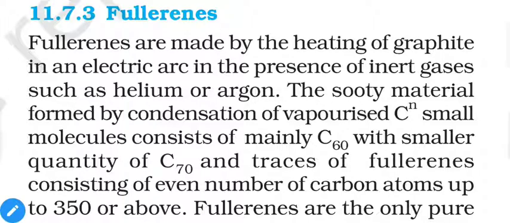So fullerenes are made by heating graphite in an electric arc in the presence of inert gases such as helium or argon. So first of all, what is an electric arc? When we place two metal rods close to each other and pass a high voltage of electricity through them. Now keep in mind, the two electrodes are placed close to each other, they are not in contact. In that case, when passing high voltage, electrons will try to flow from one electrode to the other, but because they are not in contact, they need some medium to transfer the electrons, and that's why they will use the air molecules present between them.